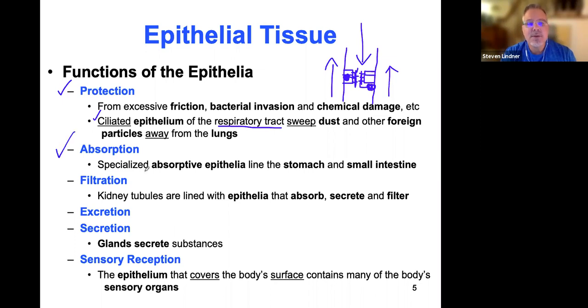Absorption. So there is special absorptive epithelium. We find them in the stomach and we find them in the small intestine. Now think about it. The small intestine and the stomach is where all the food and nutrients are. So we need to have a type of epithelium that can absorb and act like a sponge to pull in nutrients to fuel the body.